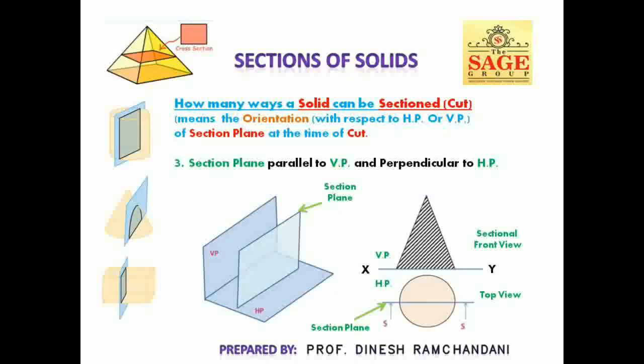Now the third one, section plane parallel to VP and perpendicular to HP. Here section plane comes perpendicular to VP, so section plane can be seen in top view cutting the cone, and the surface area generated can be seen in front view. Here it is passing from center of the base and apex, that's why we can view the total new surface in front view. It can be away from the base center or apex, then section will not be exactly full in front view.